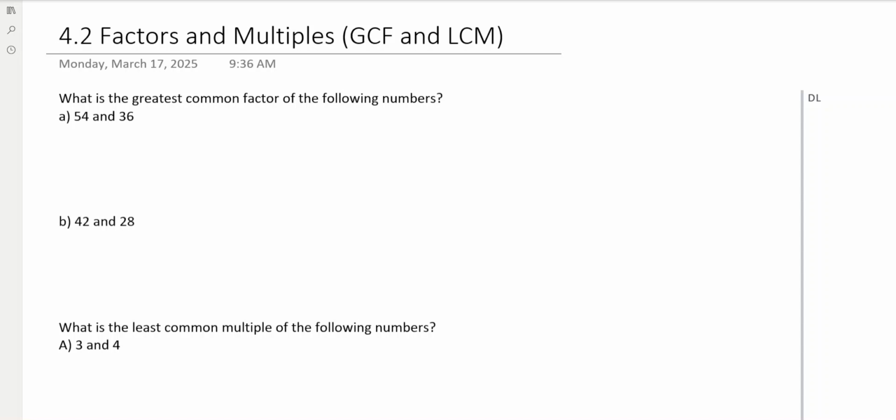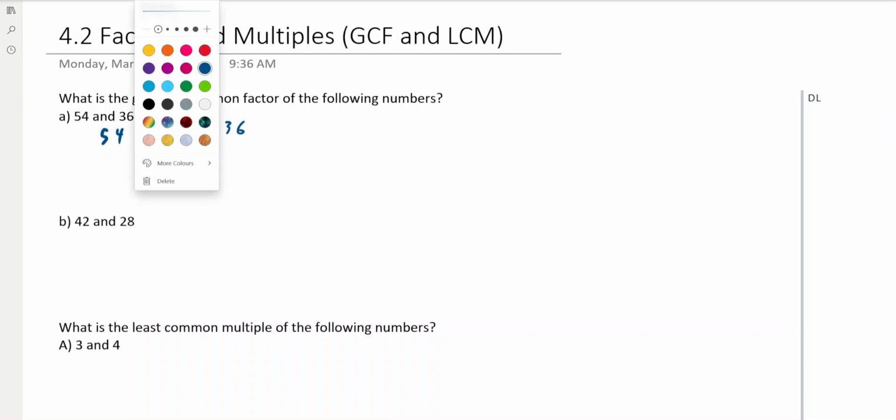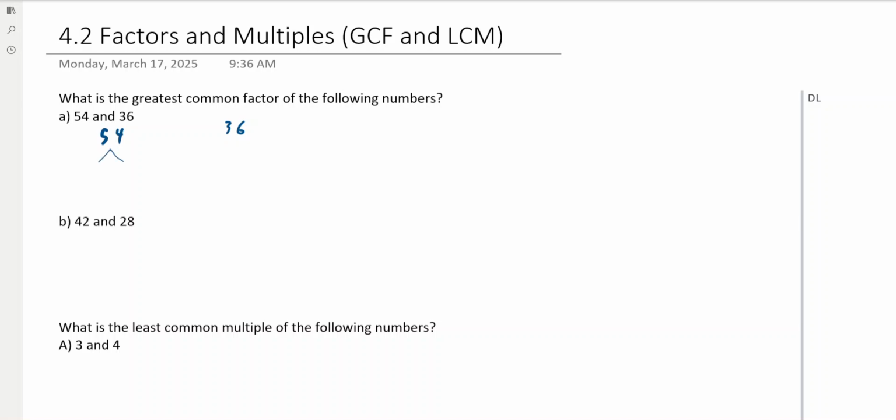To do this question, we're going to put down the two numbers, 54 and 36. What we're going to do is make a prime factor tree of both. So you can come up with any two numbers that divide 54 evenly. So 6 and 9 work. Just don't use the number 1 because it's not a prime number. And then 2 and 3. And 3 and 3. Now we can look at 36 and I can come up with 6 and 6, which is 2 and 3, 2 and 3.